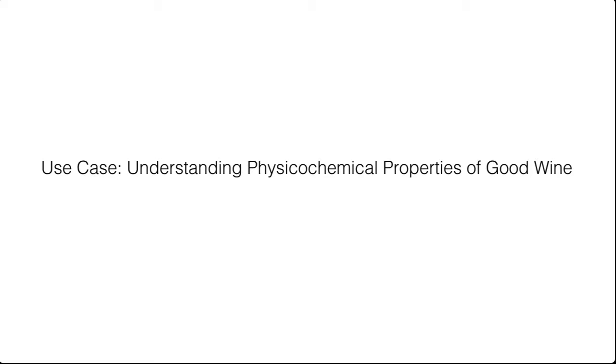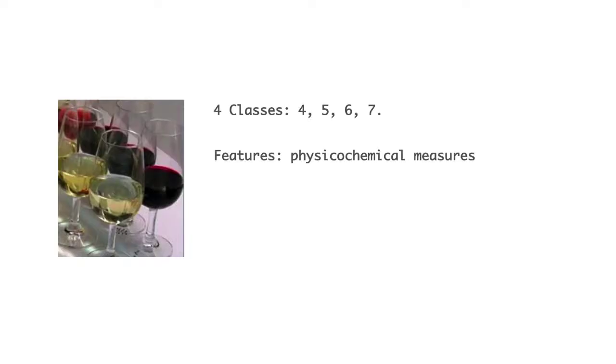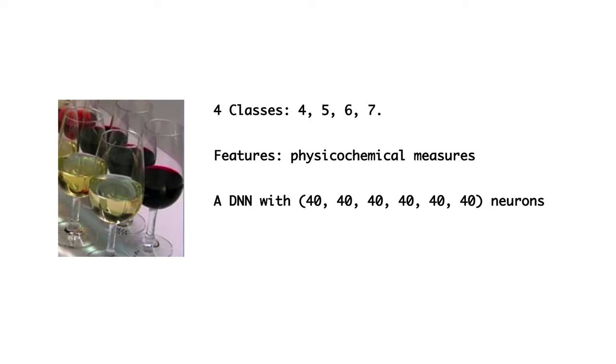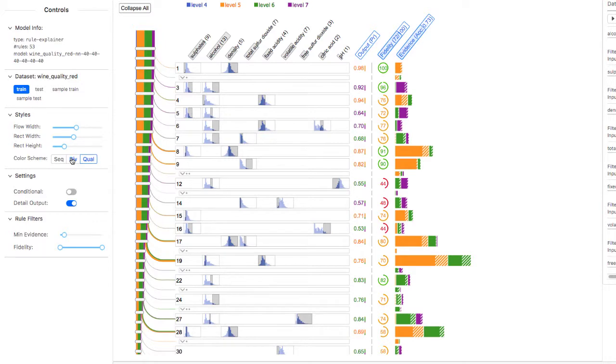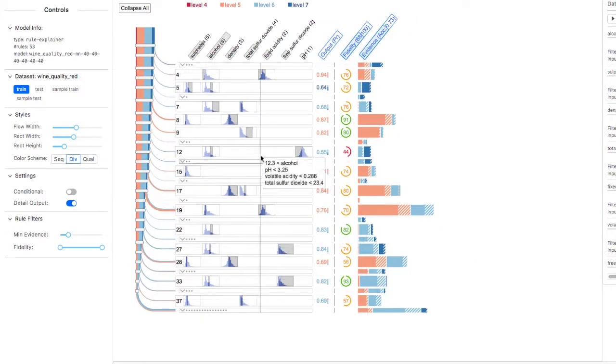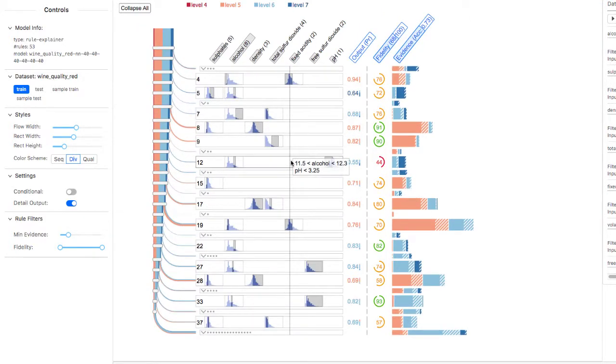Next, we present a case study of multi-class classification with the wine quality dataset. The wines have labels from 4 to 7, indicating the quality of the wine. We train a deep neural network with 6 layers on the wine quality dataset and extract a list of 53 rules from the neural network. Here we switch to divergent color and use a filter of 0.02. As we can see, RuleMatrix handles the scalability issue well and shows the important rules.